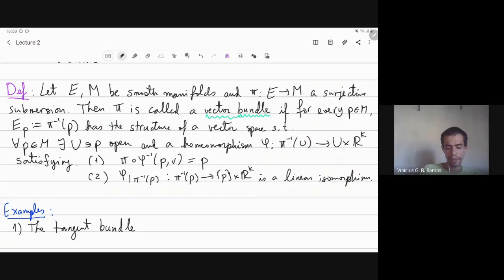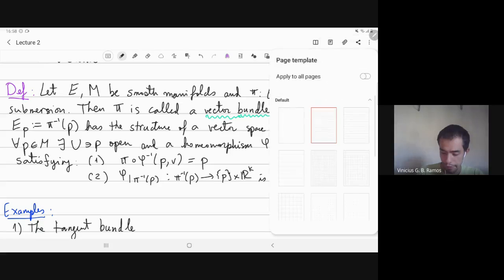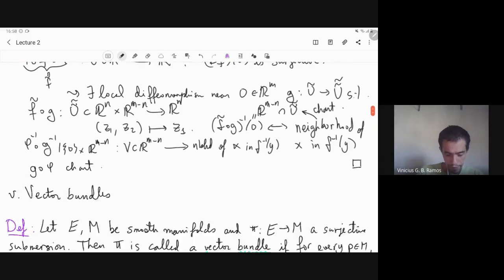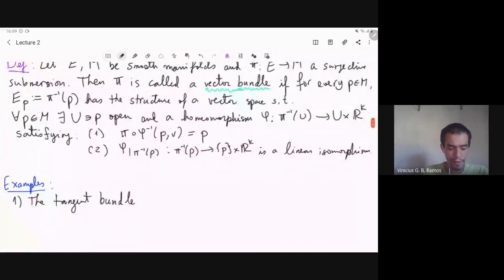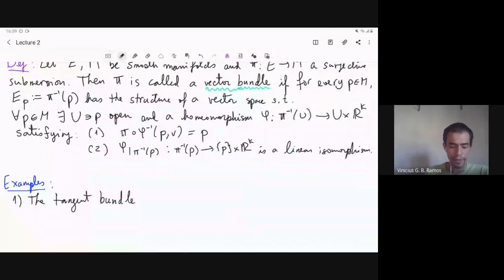So first of all, notice that because pi is a surjective submersion, that means that every point in M is a regular value, so the preimage is a submanifold. But I want to suppose that it has the structure of a vector space. So it's more than a submanifold, it's a vector space. Great. Such that for every point in M, there exists an open neighborhood U of it and a homeomorphism from the preimage of U to U times Rk.